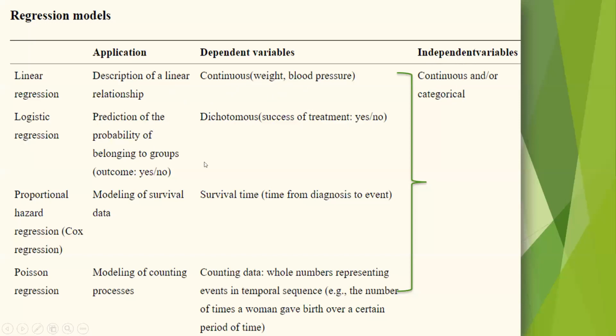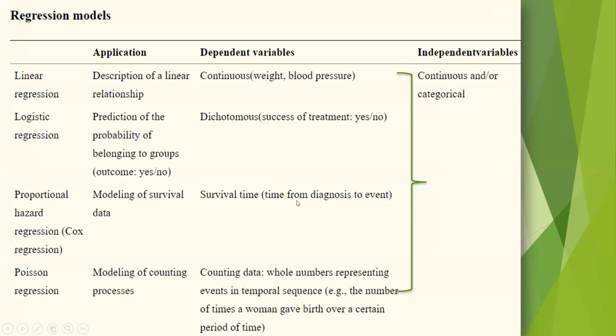For logistic, prediction of the probability, you need the dichotomous variable. Dichotomous means only having two categories like yes and no, case and control, treatment, placebo, that kind of thing. Dichotomous or binary variable, you can say, only having two categories. And again, for all kinds of regression, the independent variable can be of any type. Okay, but the dependent variable determines the type of regression.